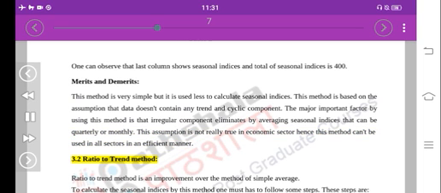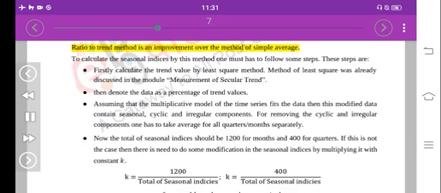3.2 Ratio to trend method. Ratio to trend method is an improvement over the method of simple average. To calculate the seasonal indices by this method, one has to follow some steps. These steps are: firstly, calculate the trend value by least square method. Method of least square was already discussed in the module, measurement of secular trend.